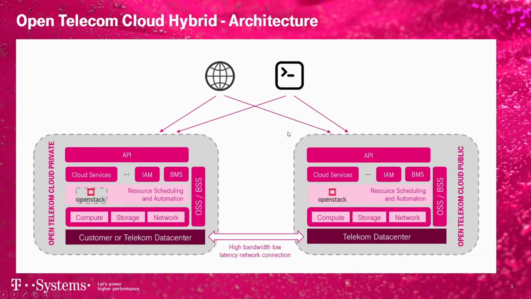So the special point about OTC private is that it's nearly a one-to-one copy of OTC public. Of course, not in that huge sizing, that doesn't make sense. But it's based on the same hardware, the same software stack, and the same services that you have on the private side, you will find as well on the public side. And the APIs are the same. This is quite important when you want to use a hybrid installation. So you have the same offering, the same product.